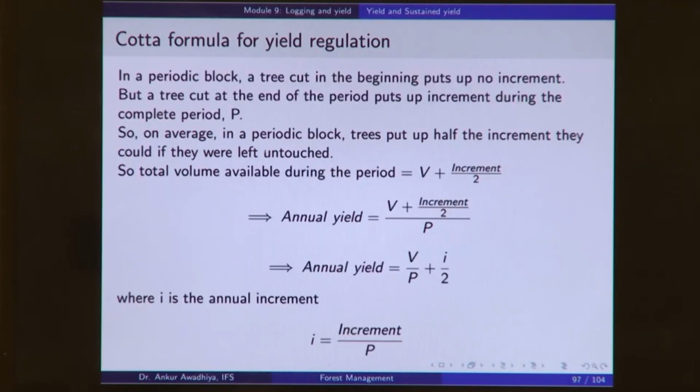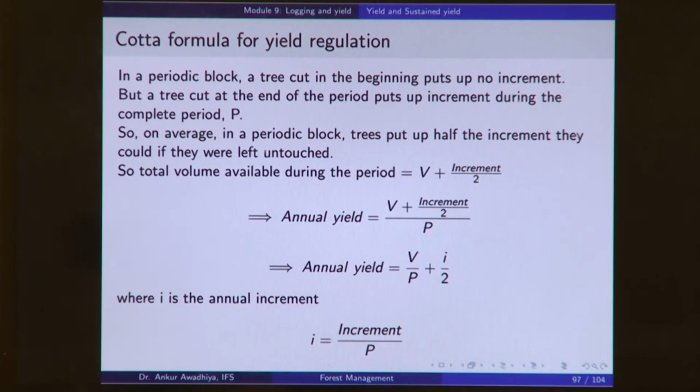Next is the quota formula. Now, the quota formula says that in a periodic block, a tree cut in the beginning puts up no increment, because this tree is gone. If there is no tree, there will not be any increment. So, a tree that is cut at the beginning is putting up no increment, whereas a tree that is cut at the end of the period gets the whole period of P years to put up the increment. So, it puts up the complete increment that is possible for it.